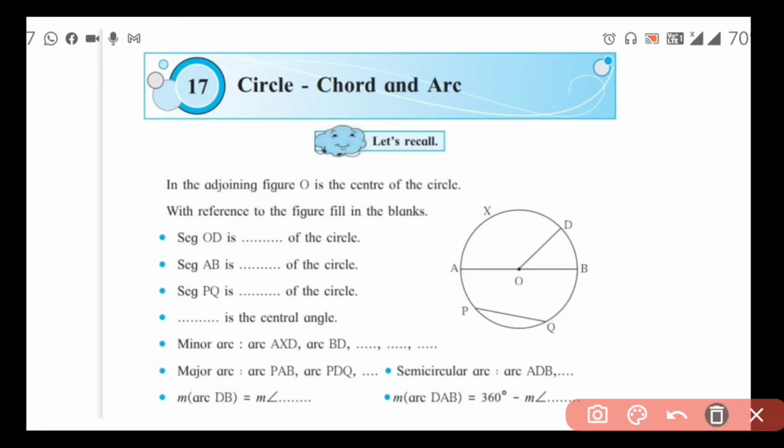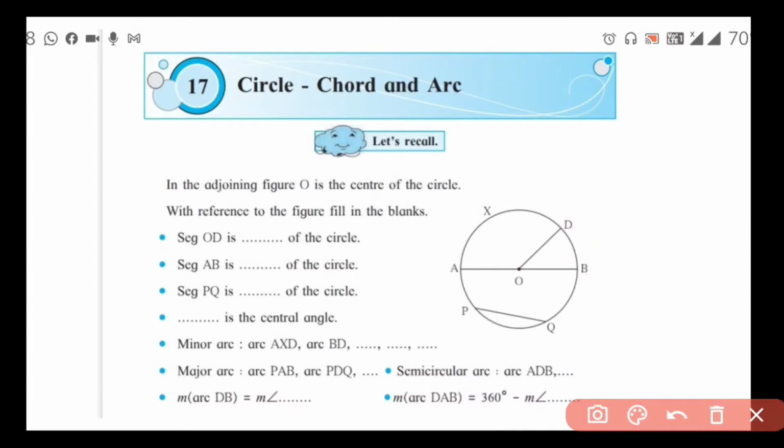Now let us see the next fill in the blank. Major arc DB. Let us see where is major arc DB. See here, this is the arc DB, and this is equal to the measure of which angle? This will be equal to the measure of angle DOB, because a central angle and its intercepted arc are always congruent with each other. So the measure of arc DB is equal to the measure of angle DOB.